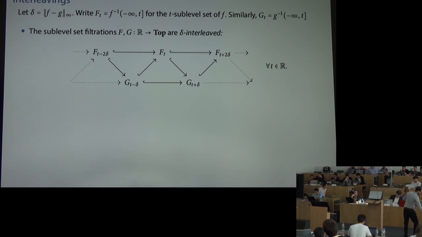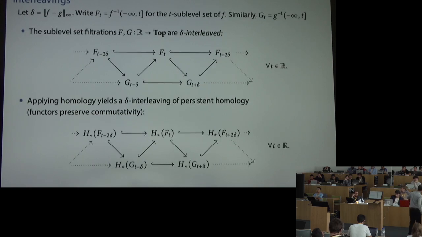Okay. So this is an interleaving diagram. And this tells us, if I find such a diagram, then f and g are close to being isomorphic. They are similar. And how small I can get this delta gives me a notion of distance between f and g, between these two diagrams. That's the interleaving distance.